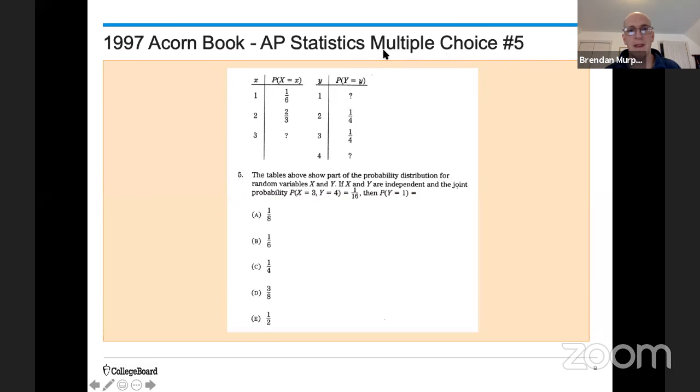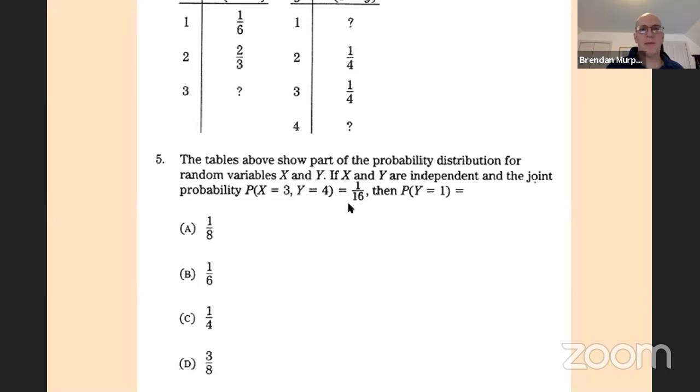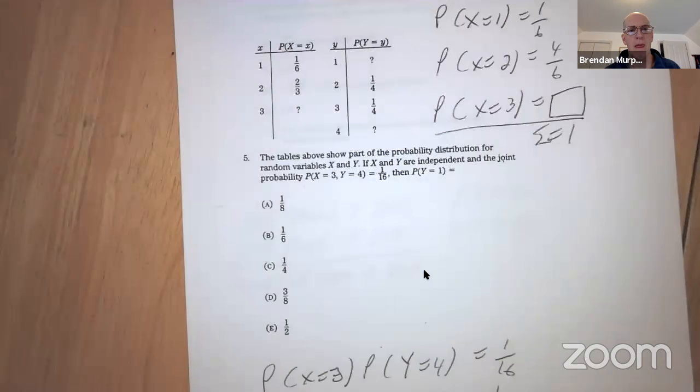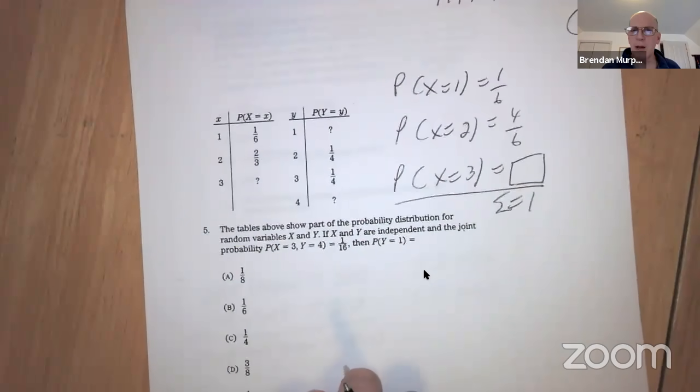Give me just a second here. Okay, sorry, I got a little green outline in my screen. I don't know if you saw that.